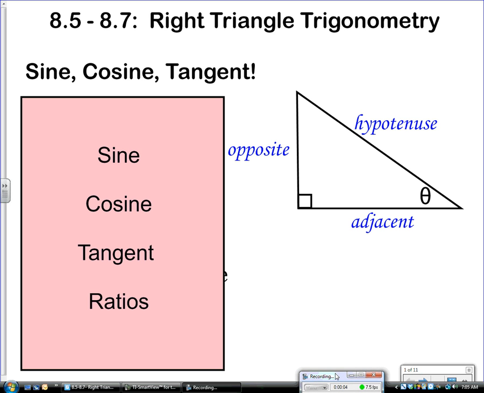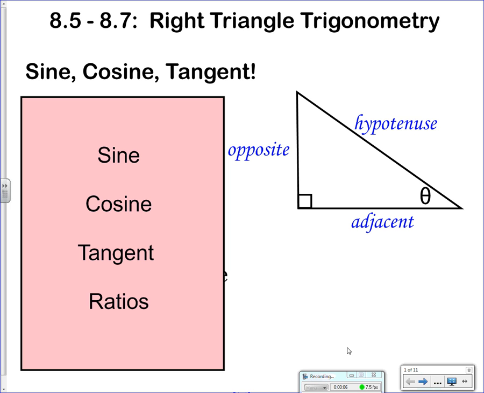Today we're going to be talking about one of the most useful things, something that again you're going to be using in many of your other math classes here. Right triangle trigonometry. Today I'm just going to introduce the sine, cosine, and tangent ratios. And what this has to do with is a right triangle.